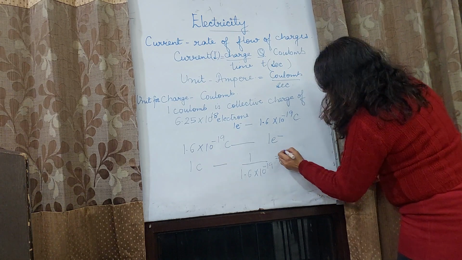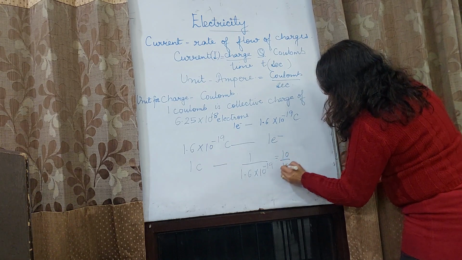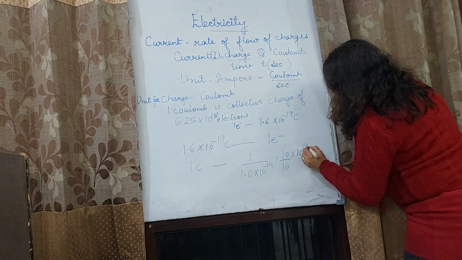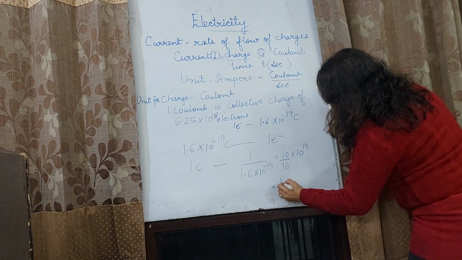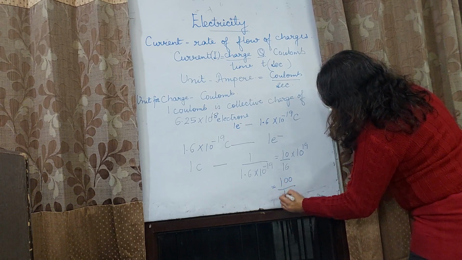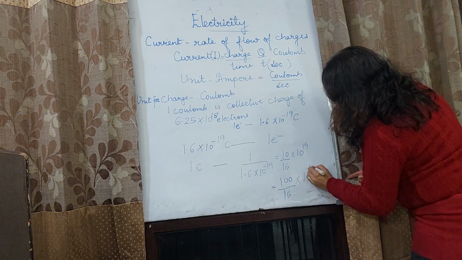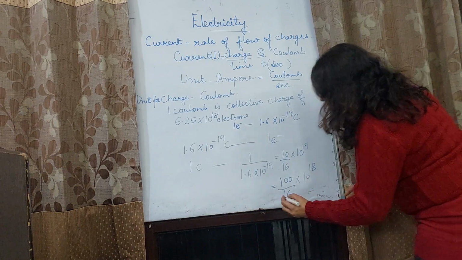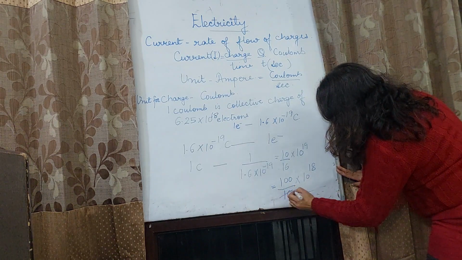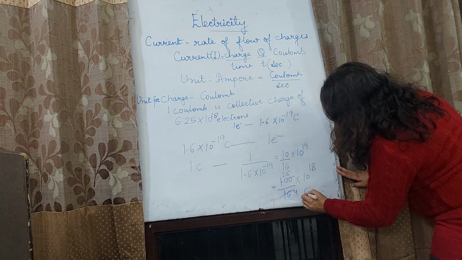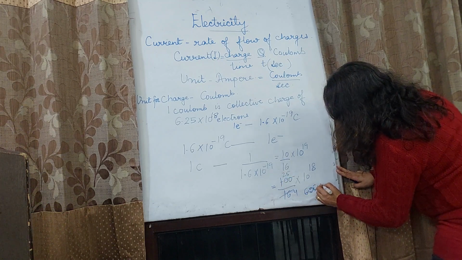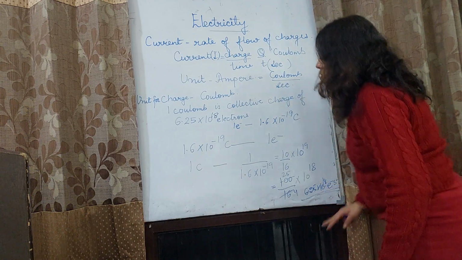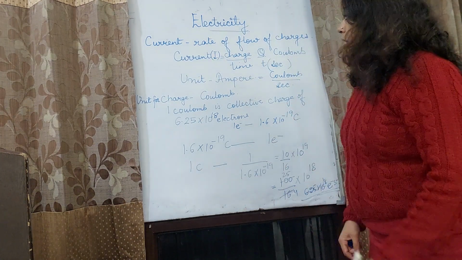So let me calculate that for you. That will be 10 upon 16 into 10 raised to power 19. I'm going to borrow a 0 to get 100 upon 16, and then I am left with 10 raised to power 18. So on calculating, we get 6.25 into 10 raised to power 18 electrons. Together they will constitute 1 coulomb charge. I hope that is clear to all of you.